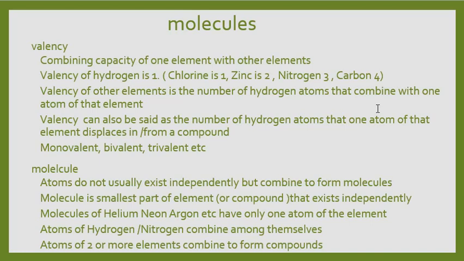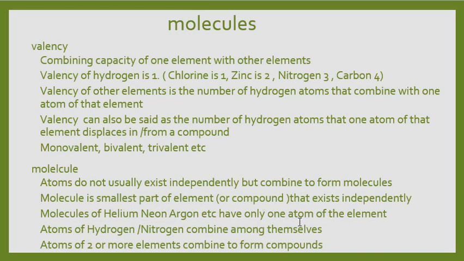Now, why do we say molecule for an element and not atom for an element? Sometimes hydrogen exists as H2, oxygen as O2 or O3, etc. That is why we call O2 or O3 a molecule. But O alone, if it is there, then we call it an atom. An atom is the smallest particle of an element. A molecule is the smallest particle of an element or compound because atoms do not exist independently but combine to form molecules. Molecules of helium, neon, argon are only one atom, that is monoatomic.